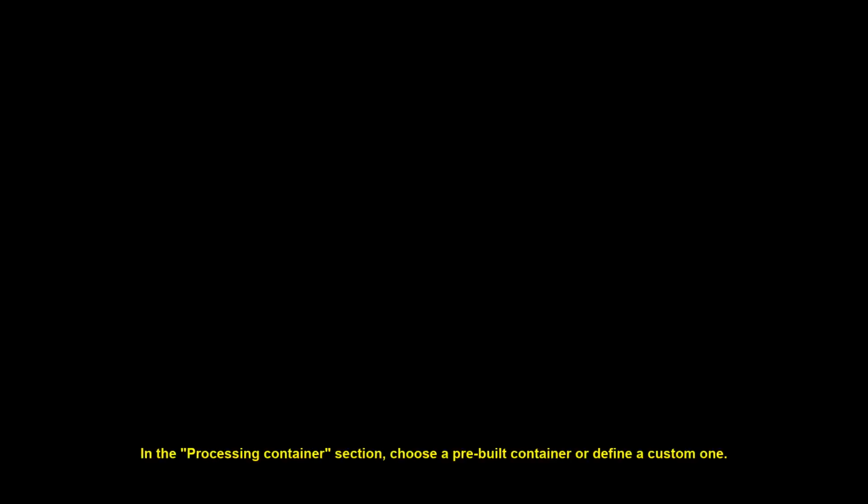In the Processing Container section, choose a pre-built container or define a custom one. If using a custom container, provide the ECR path and any additional configuration settings.